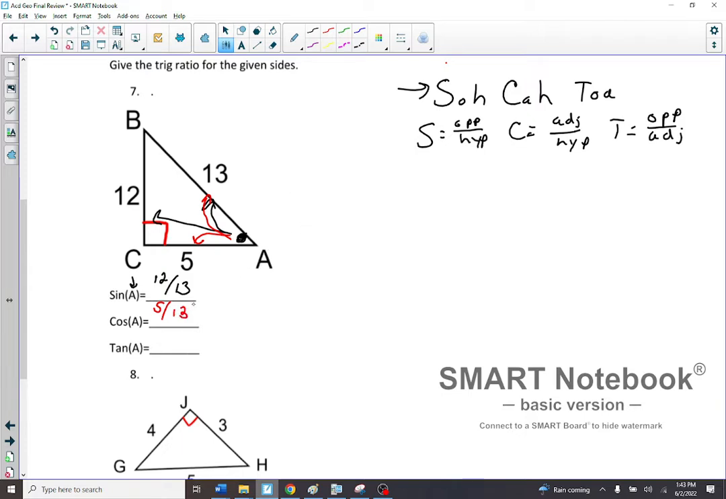So it's going to be 5 over 13, adjacent over hypotenuse.